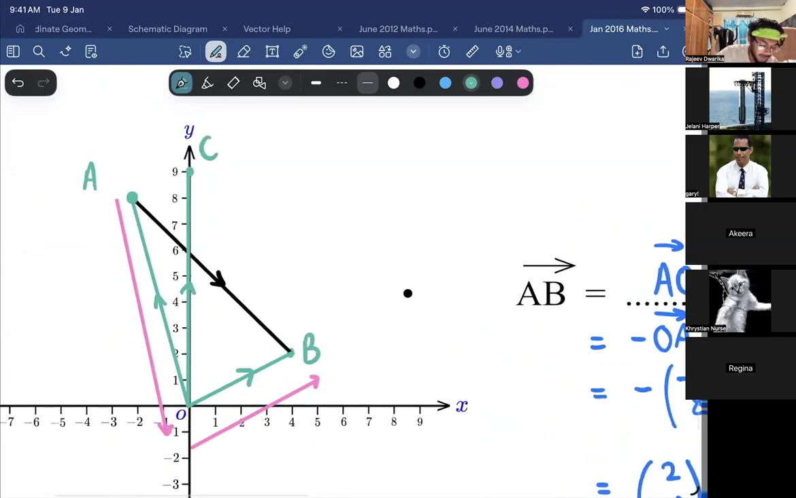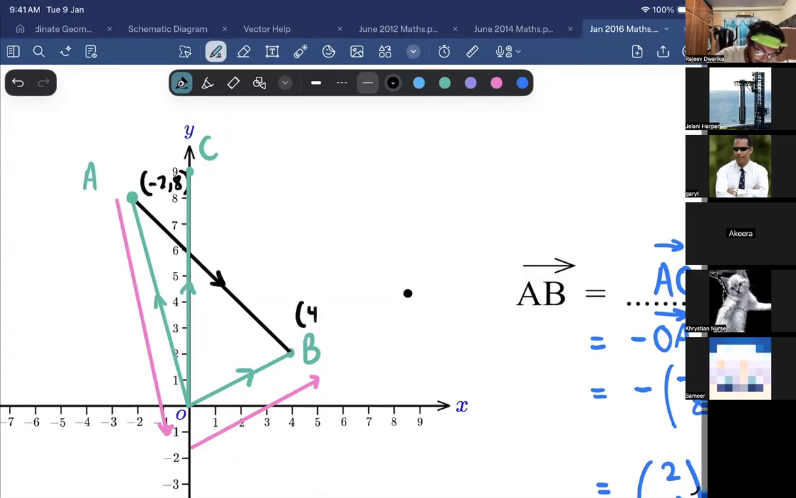But anyways, if I want to find the midpoint of line segment AB, I'm going to use point A. Point A is -2, 8. And then I'm going to use point B. Where's point B? Tell me fast. 4, 2. Which one do you want to call the first point and which one the second point? It really doesn't matter. You just go with A and B. A is the first point and B is the second one.